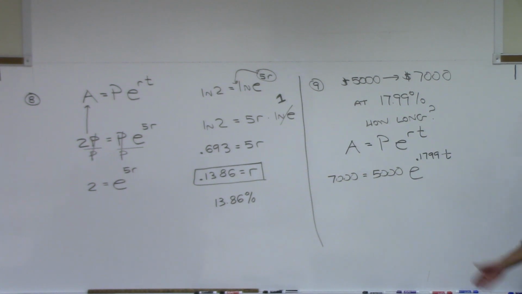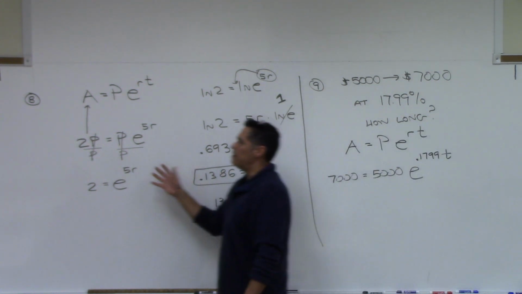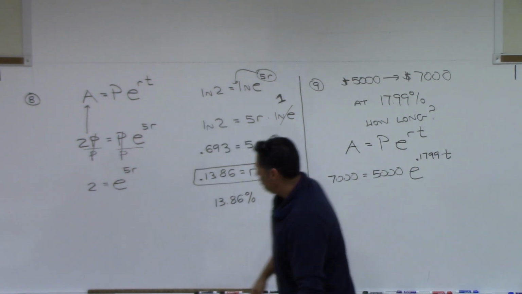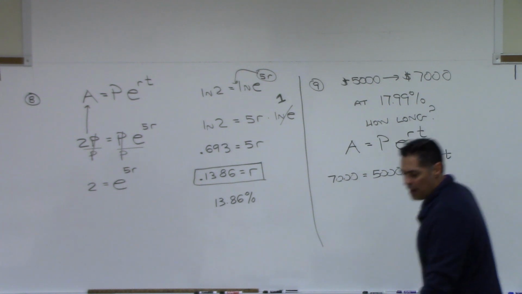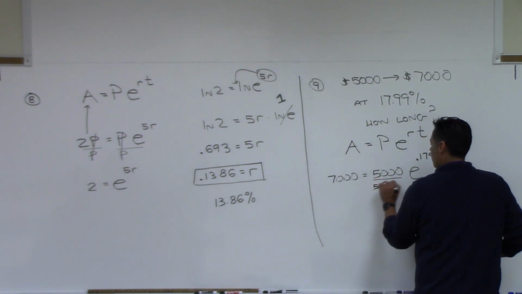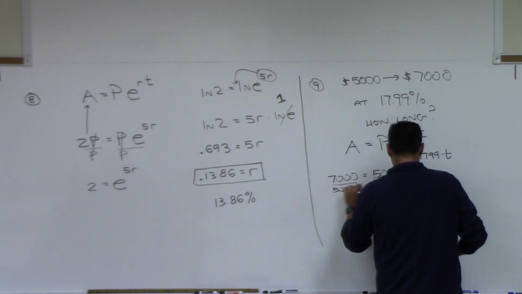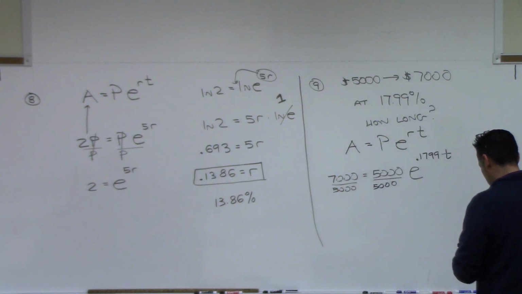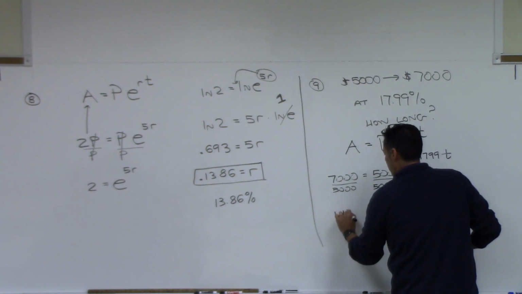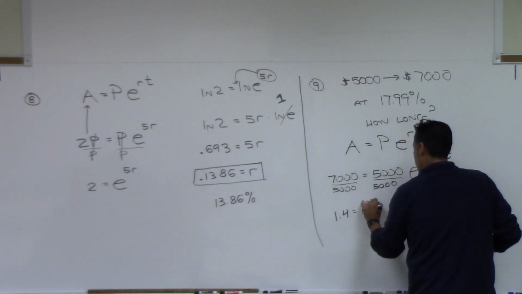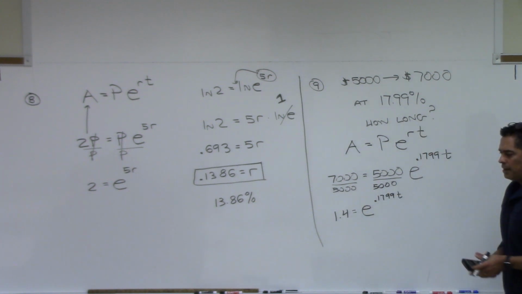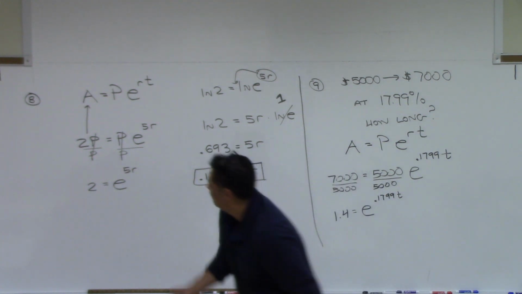All right, so it's very similar to the last problem. It's the same idea, though. We're trying to solve for one of the variables up here. So I'll start by dividing both sides by 5,000. Right, so you do 7,000 divided by 5,000, you get 1.4 equals e to the 0.1799t.